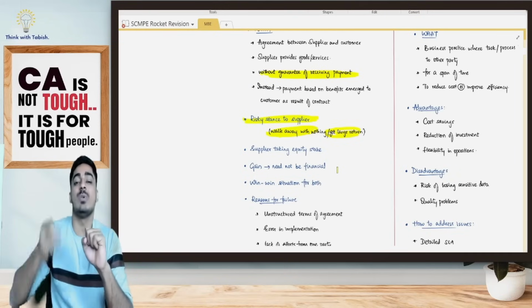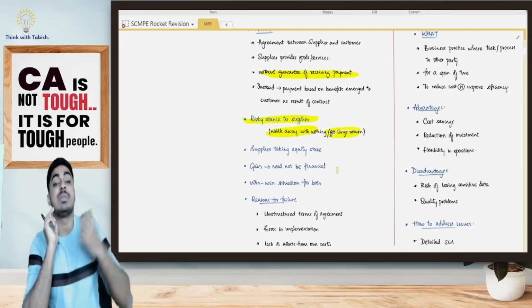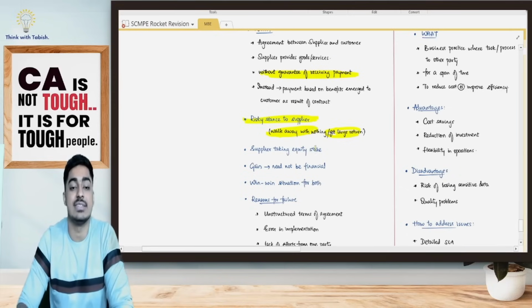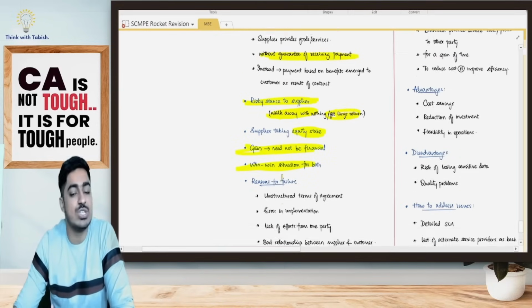He is giving the goods, you give me 1 lakh rupees, as simple as that. Here, the supplier is taking an equity stake in the organization. Gain need not be financial, it could be non-financial as well. It is going to be a win-win situation for both the people.